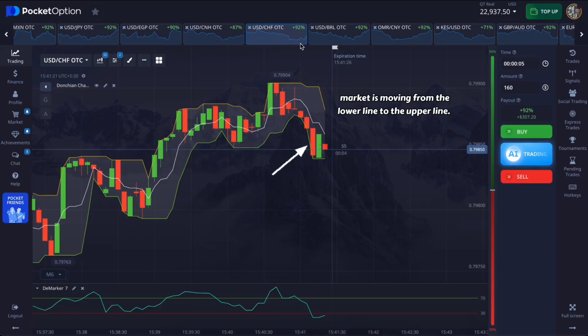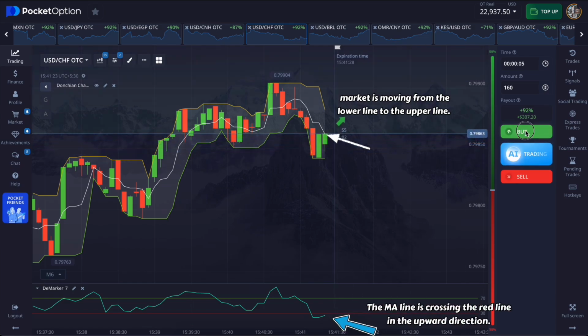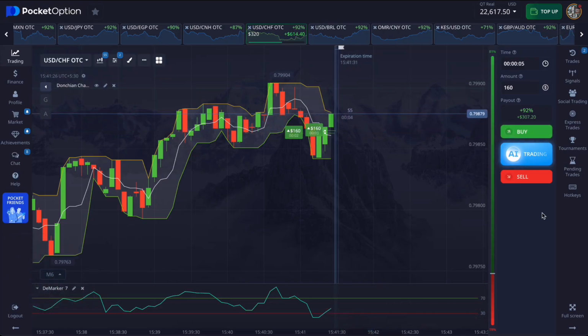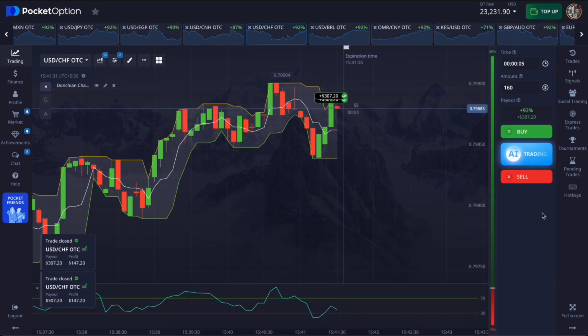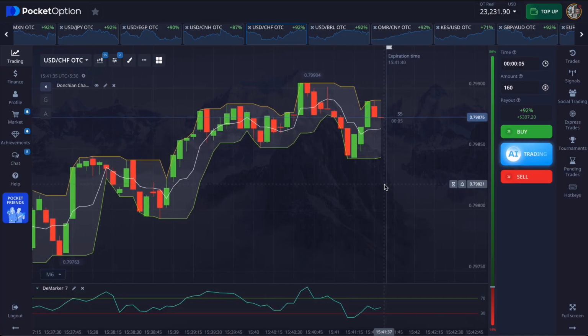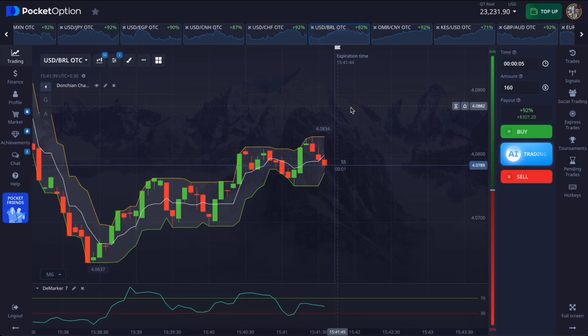So here the market is moving from the lower line in the upward direction. And in the DeMarker indicator the MA line is also crossing the red line in the upward direction. And very good, here also the entry has won easily. Now we look for the next chart where we can get the right entry point.